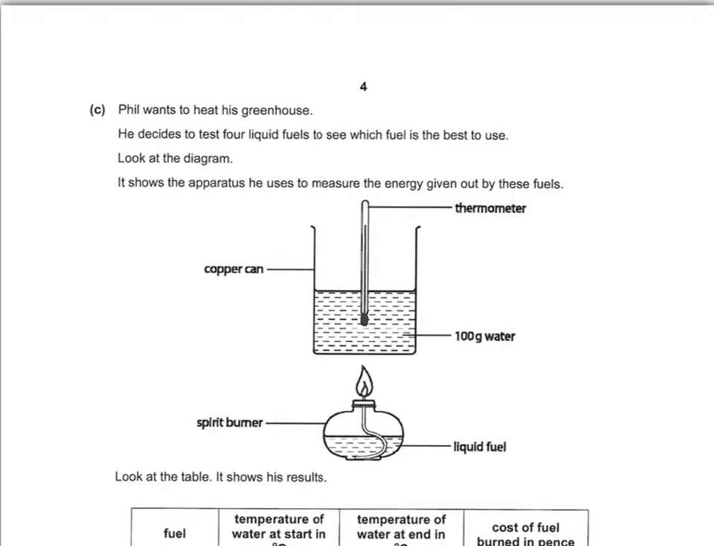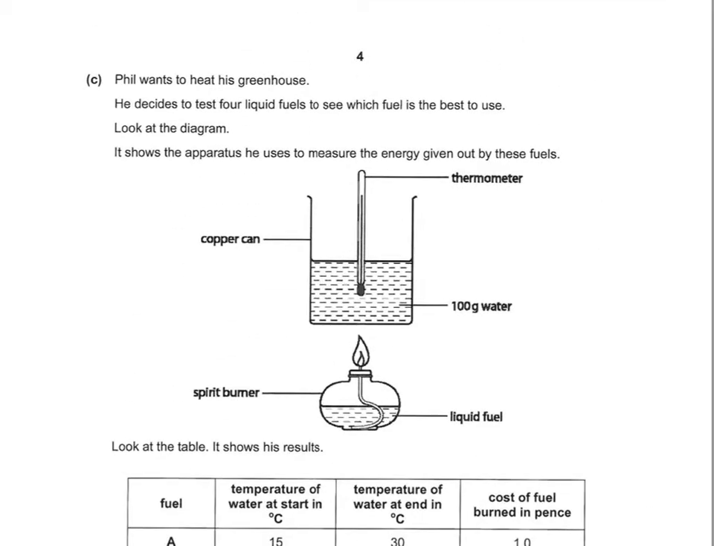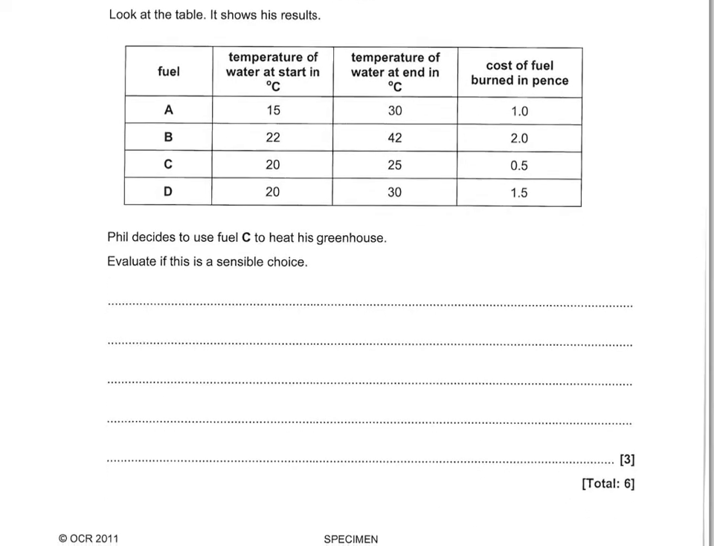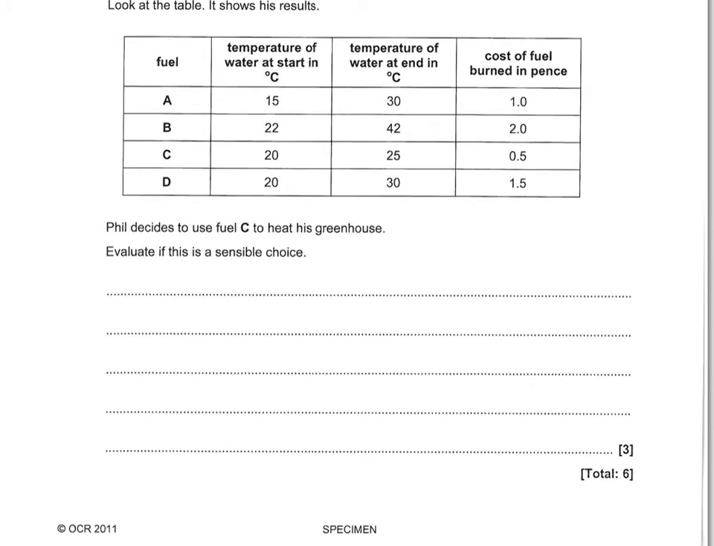So the next question, Phil wants to heat his greenhouse. He decides to test 4 liquid fuels to see which fuel is the best to use. Look at the diagram, it shows the apparatus he uses to measure the energy given out by these fuels. Phil decides to use fuel C to heat his greenhouse. Evaluate whether this is a sensible choice. So evaluate basically means to give the pros and cons of each of the choices.